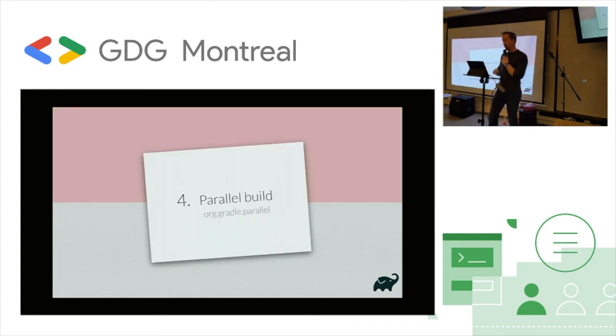Another one is parallel build. This one will be helpful if you have multiple modules in your application. So if you try to split in different modules, basically it's going to try and build every module that doesn't have dependencies between themselves in parallel. So if you have multiple processors, most computers do now, it should be helpful.